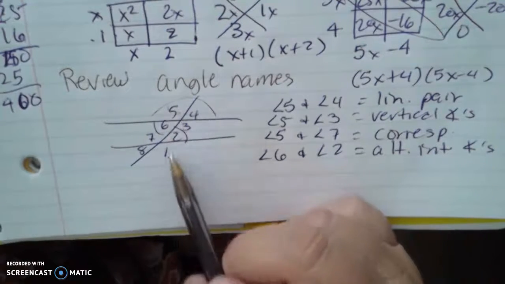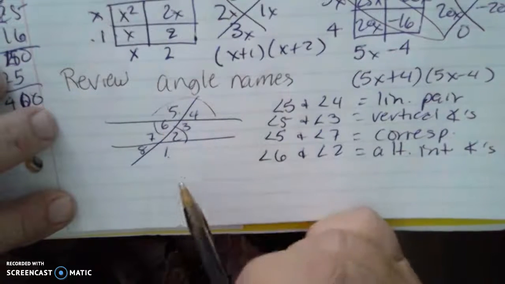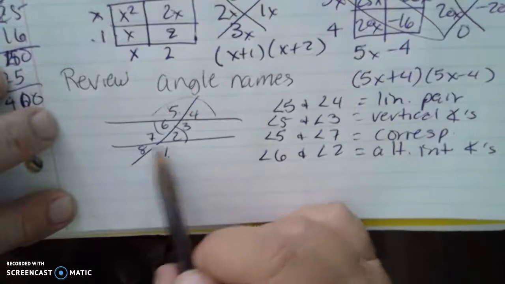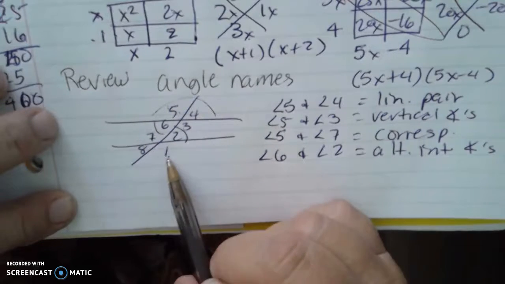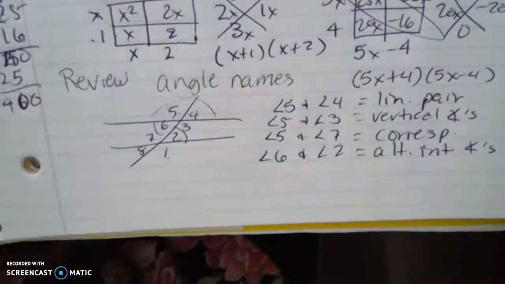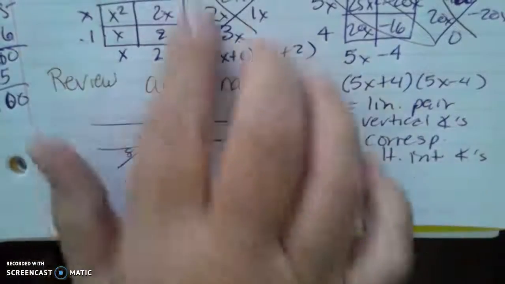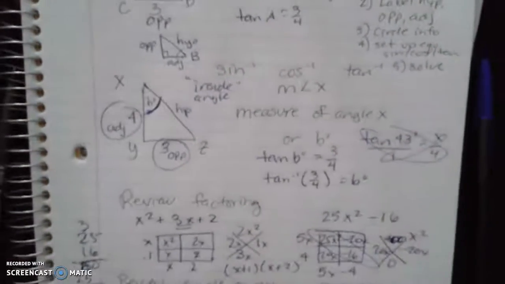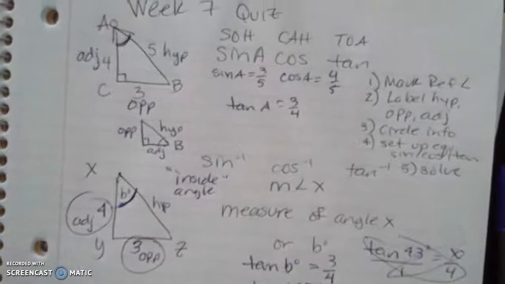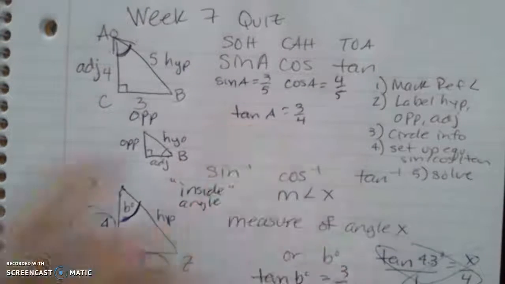1 and 5 are actually alternate exterior angles. 2 and 8 are vertical angles. 1 and 7 are vertical angles. Okay, so just knowing the names. So this is stuff we've done in the past, but this is still being reminded on the test. But your main focus is actually SOHCAHTOA and understanding what's on that.